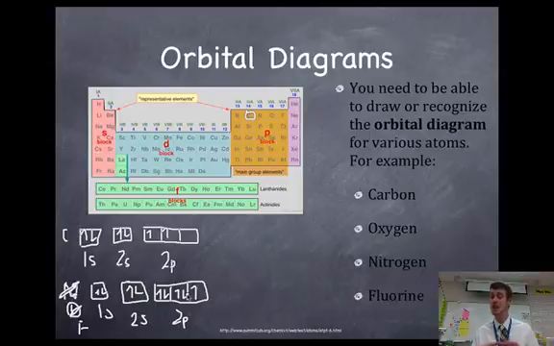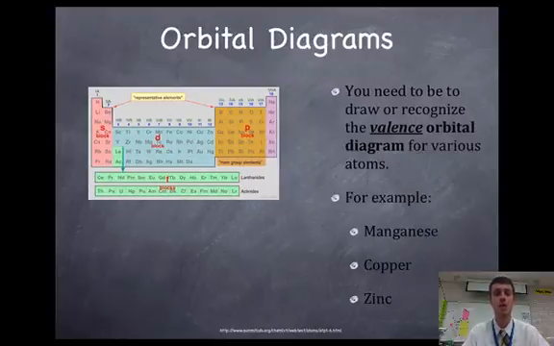Okay, so that's how you do a regular orbital diagram, and you need to be able to recognize it. The way you're going to see it on the test is we're going to give you one of these, could be one of these different atoms, and from that element you need to be able to recognize which orbital diagram it belongs to. Okay. So next you also need to be able to do a valence orbital diagram.